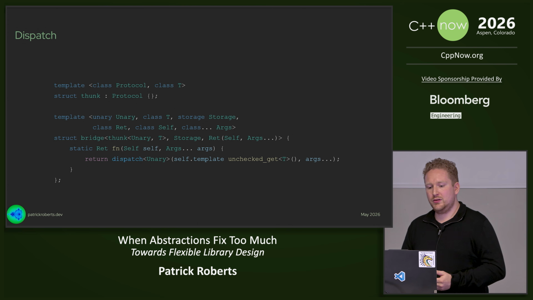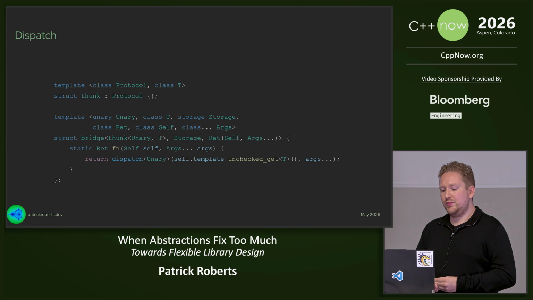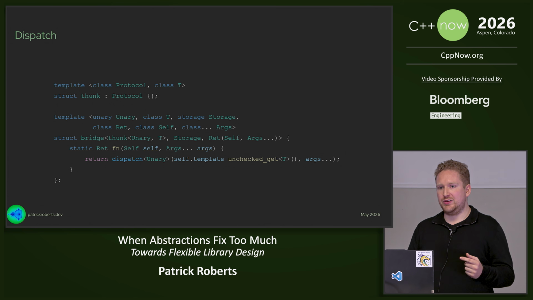That's how it knows the type, but you said it knows whether it's stored in the small storage or the allocation. I mean, it's just calling unchecked get, right? Yes, it's storage to know what that means for that type. Right, okay, I see your point. The unchecked get implementation is a function template over T.